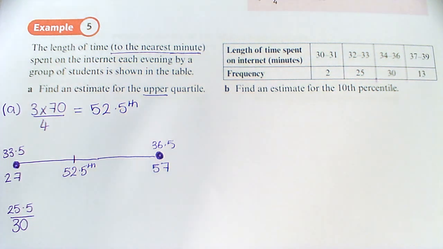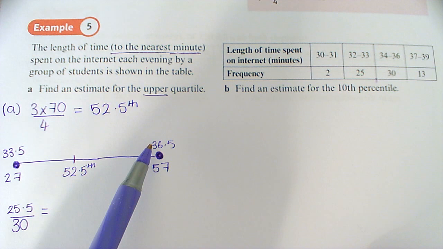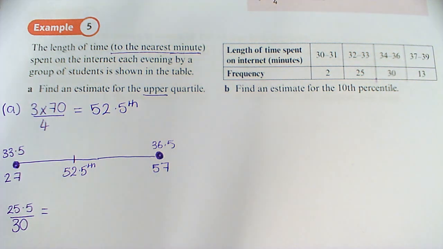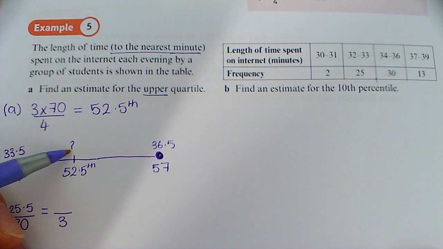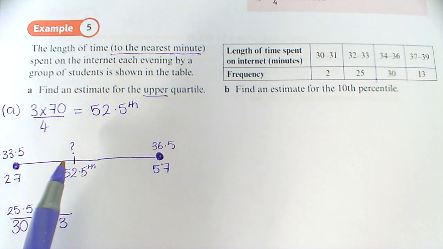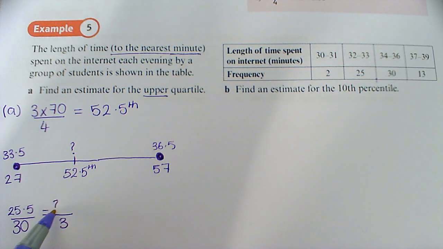The whole class width is 3, and we do not know this bit of data, but we know it has to be the same fraction as this. Therefore, we're going to work out what that would be.